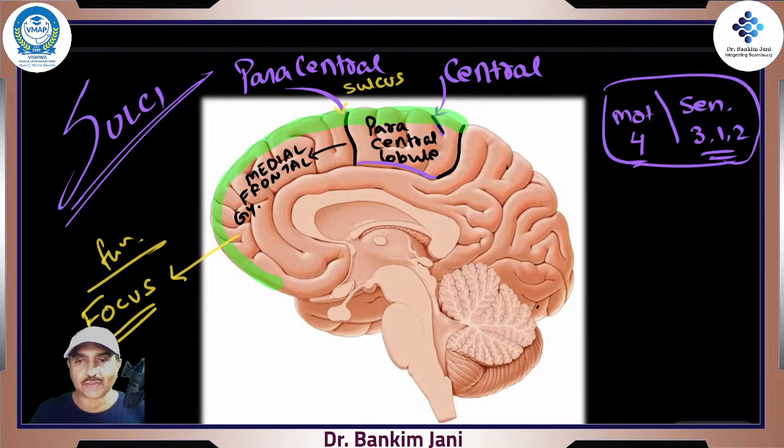Regarding the paracentral lobule, we talked about that it is a combination of what? It is a combination of two things, and that is the motor and the sensory, right? We'll talk about it more. First, we are just going for the orientation. What was the name, right?